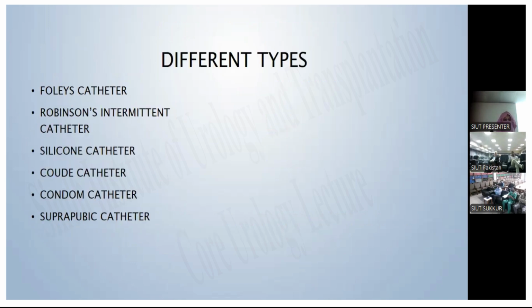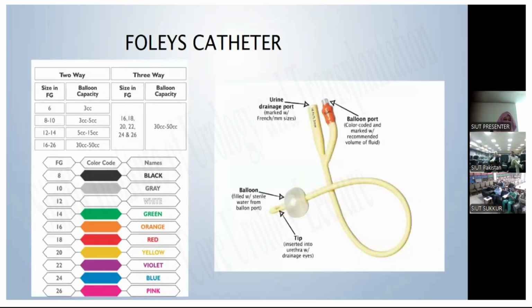Different types of catheter. Like the Foley catheter, it is normally coated with color coding, and FR sizes almost everybody knows about. And there is a balloon at the end of it, which helps in keeping it in the bladder. So 1 FR equals to what?